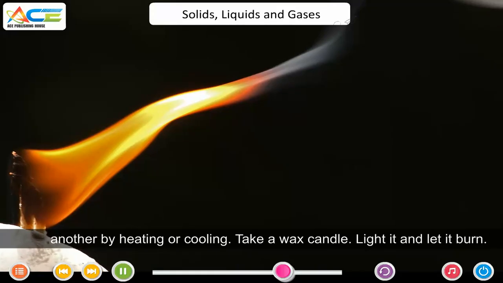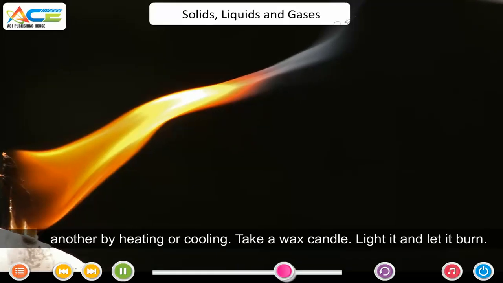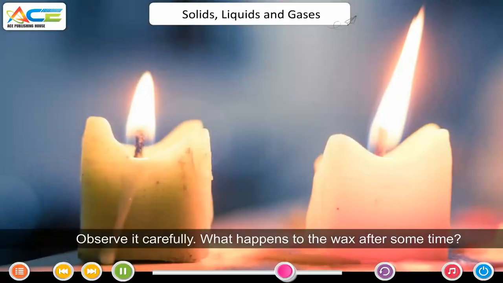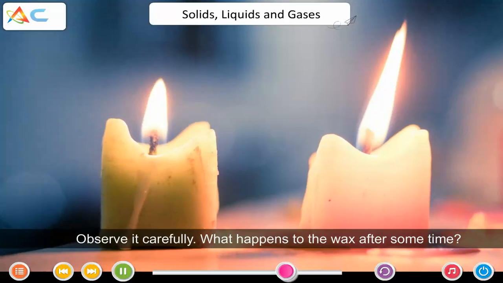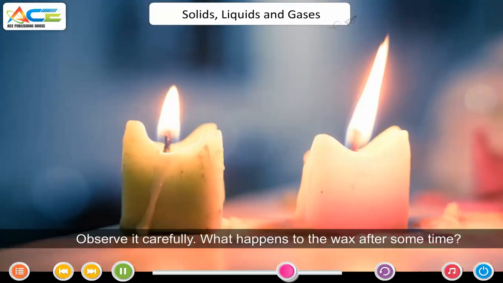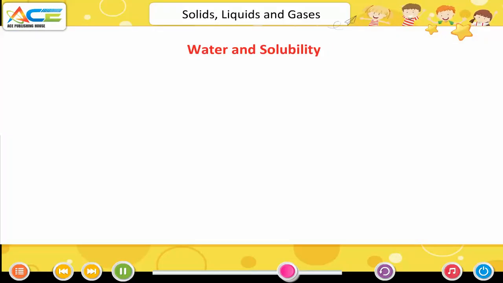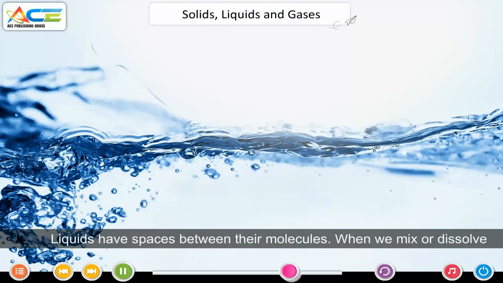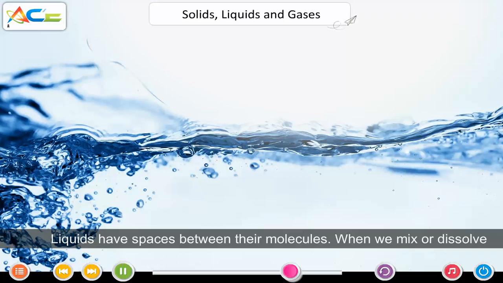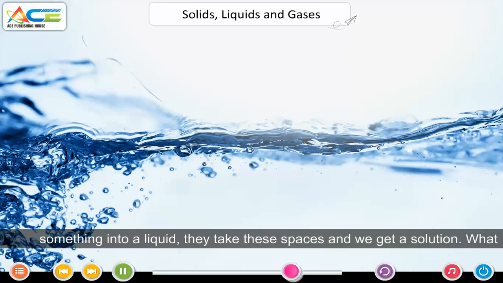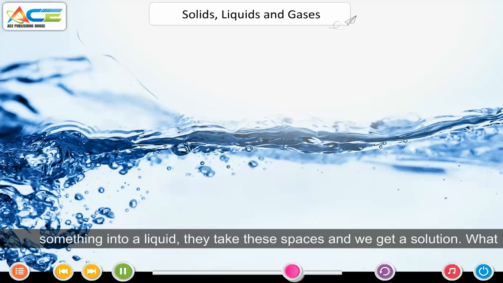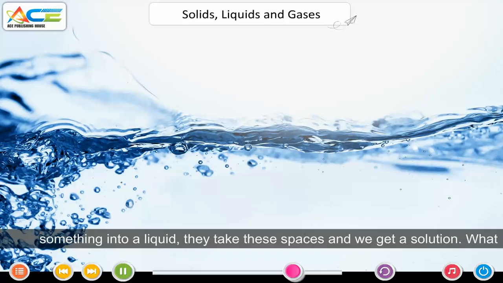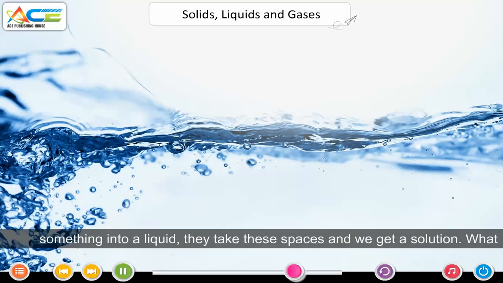Take a wax candle, light it and let it burn. Observe it carefully. What happens to the wax after some time? Water and solubility. Liquids have spaces between their molecules. When we mix or dissolve something into a liquid, they take these spaces and we get a solution.